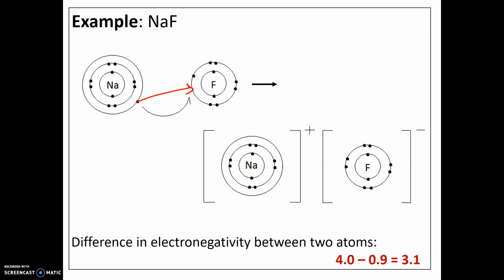If at any point you need to go back through the video to review anything, go for it. In this, we've covered the different types of bonds: covalent bonds, polar covalent, which is a new topic, as well as ionic bonds. I hope this helps.